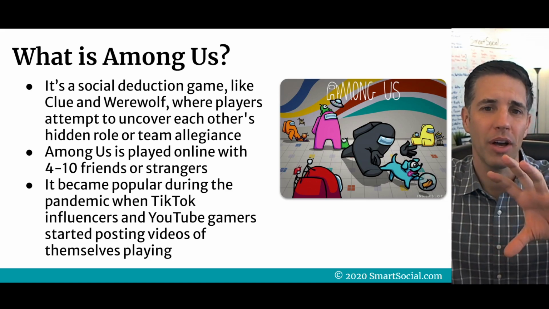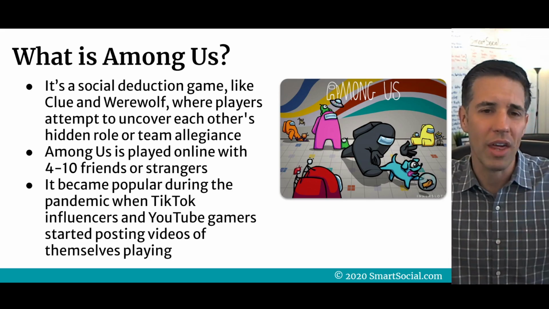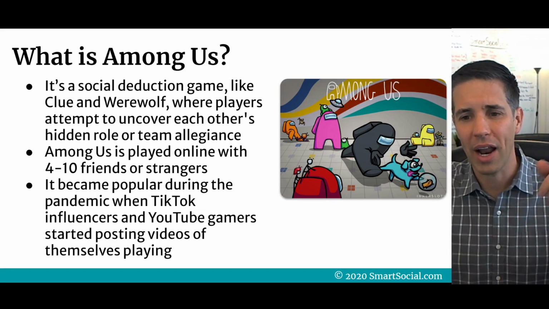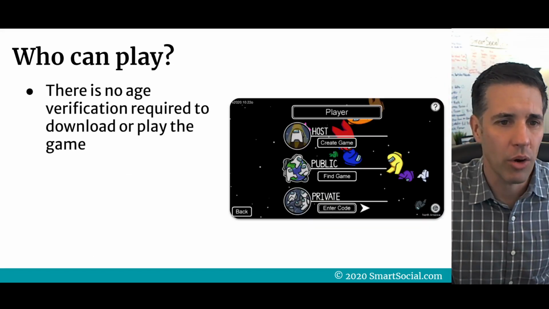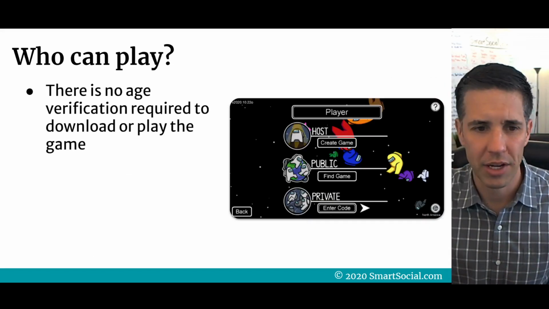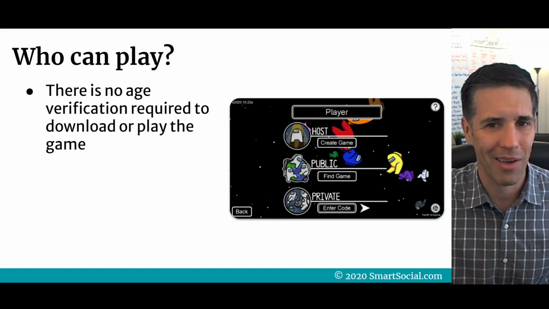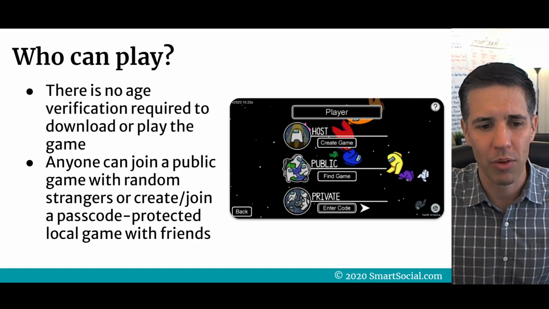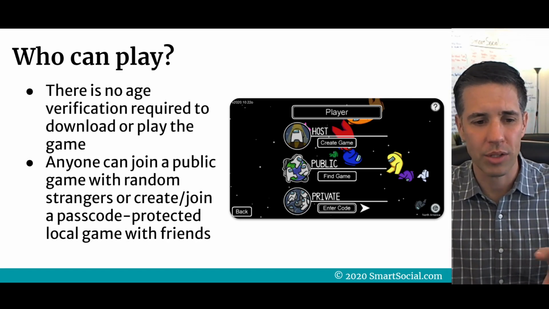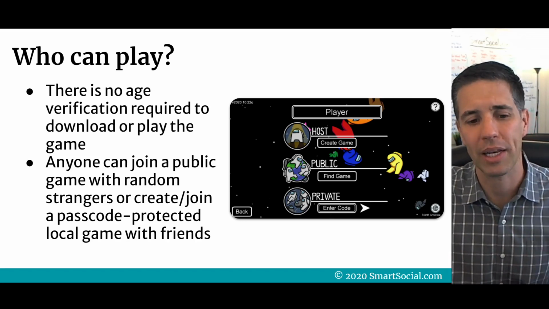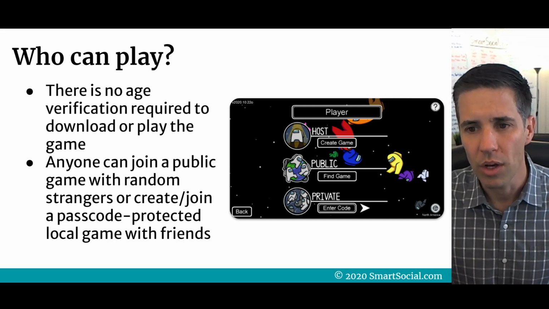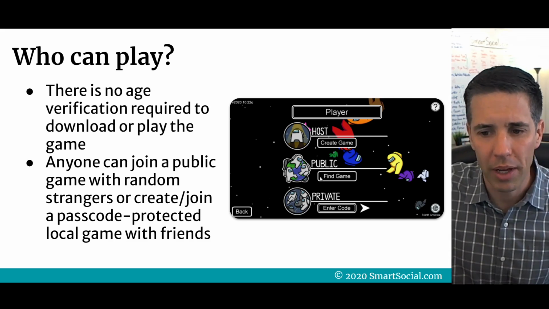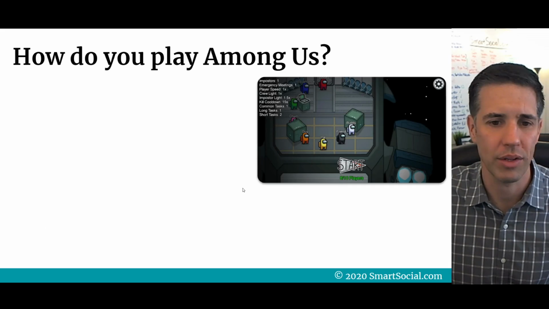And there's actually a couple of phrases inside of this app that I've heard in pop culture that I know are from this. Now, who can play? There's no age verification required to download or play the game, and there's ways to get around it. You guys know that. Anyone can join a public game with random strangers or create or join a passcode protected local game with friends. So you can host public, private, enter code, and all this different stuff.